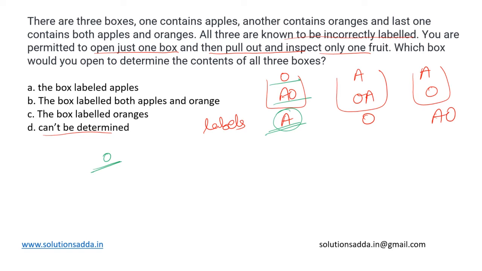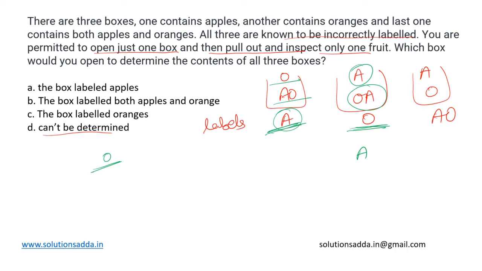So in just one go, you cannot determine the correct contents of all three if you decide to open either this box or this box, because again the same case will be with this box. If an apple comes out, then both these two cases are having apples, so there is no surprise if an apple comes out of this box labeled as orange.